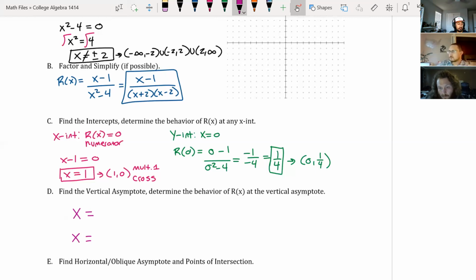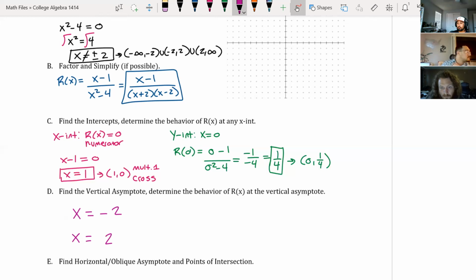What's my domain? X can't equal 2 or -2. There you go. So that means my vertical asymptotes are x equals 2 and -2. Good. And now, what is the multiplicity of each of these asymptotes?